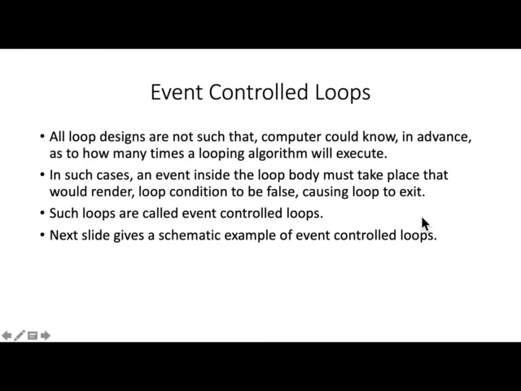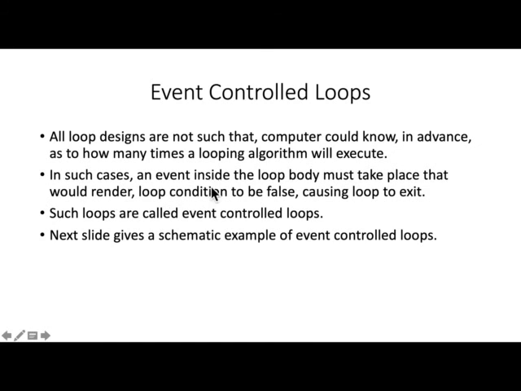All right. The second type of loop: we said the first type of loop was count control, where the computer knows in advance how many times the loop will be executed. But there are situations where the computer doesn't know that. Those situations are called event control loops. Okay? So summarizing, not all loop designs are such that the computer could know in advance how many times a looping algorithm will execute.